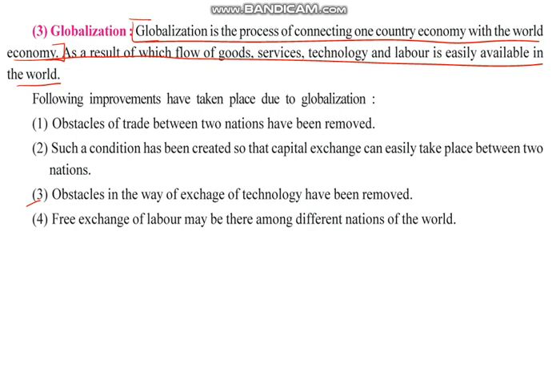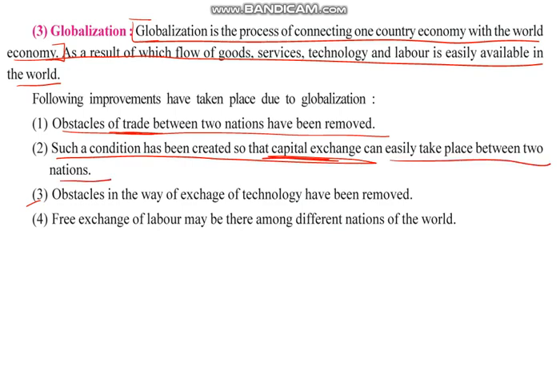Next, obstacles of trade between two nations have been removed. Due to globalization, the obstacles to trade were removed. Next, such a condition has been created so that capital exchange, money exchange, can easily take place between two nations. Usually, the money exchange is done in dollars. Okay, at the international level it is done in dollars. Obstacles in the way of exchange of technology have been removed. See, exchange of technology. If there is certain technology which is developed by a country, then we can get that technology.